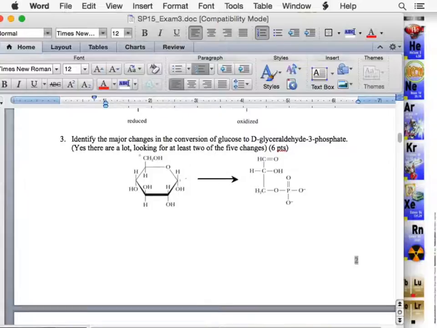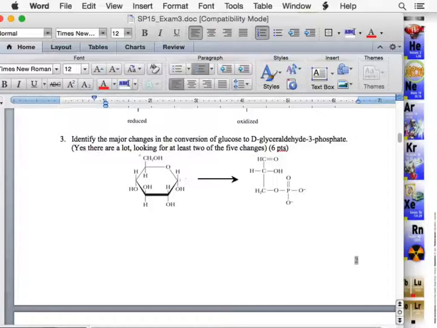Major changes: glucose to D-glyceraldehyde 3-phosphate. That's a fun one, isn't it? So can we do like glucose plus ATP with an arrow, or hexokinase goes to glucose 6-phosphate plus ADP and do that, or do we have to draw? You can break it all the way down.